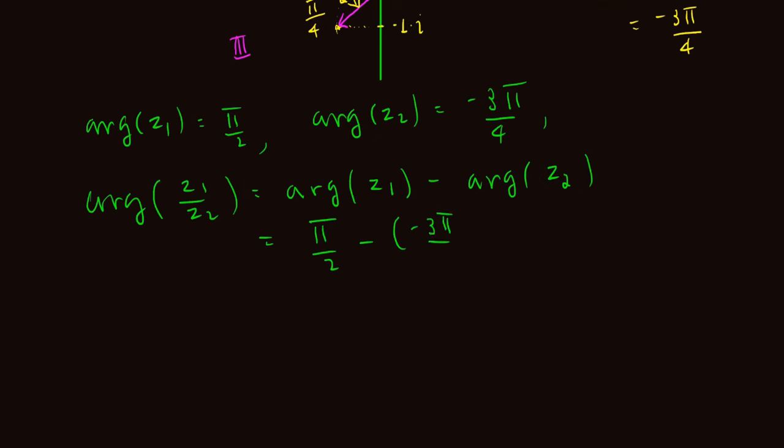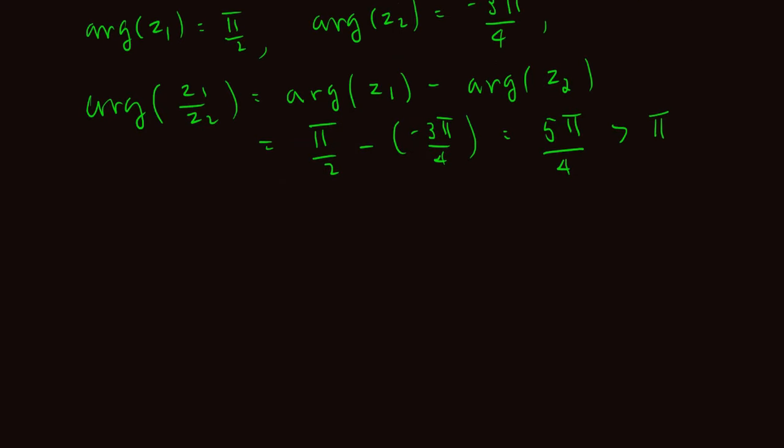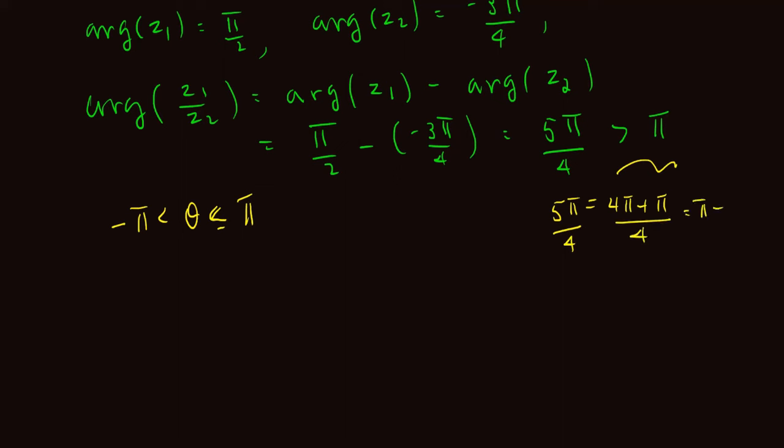Minus 3 pi over 4, so this will be equal to 5 pi divided by 4. But this number is greater than pi. A principal angle must be between these numbers: theta can be equal to pi but it cannot be equal to minus pi. But this number is greater than pi, because 5 pi means 4 pi plus 1 pi, divided by 4, 4 by 4 is 1, plus pi over 4. So this number is pi plus pi over 4, so it is greater than pi.